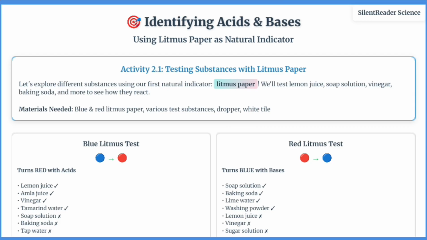Soap solution turns red litmus paper blue, showing basic nature. Substances like sugar solution and tap water don't change either litmus paper color, indicating they're neutral. This simple color changing test helps us classify all substances into three categories: acidic, basic, or neutral. Remember, blue to red means acid, red to blue means base, and no change means neutral.